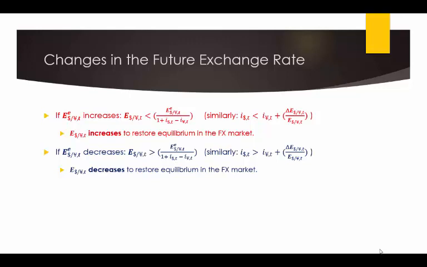Similarly, if the expected or future dollar-yen rate falls, then this causes the rate of return on US assets to be higher than the dollar rate of return on the foreign asset. The dollar-yen spot rate today therefore falls as the dollar appreciates against the yen in order to restore UIP.